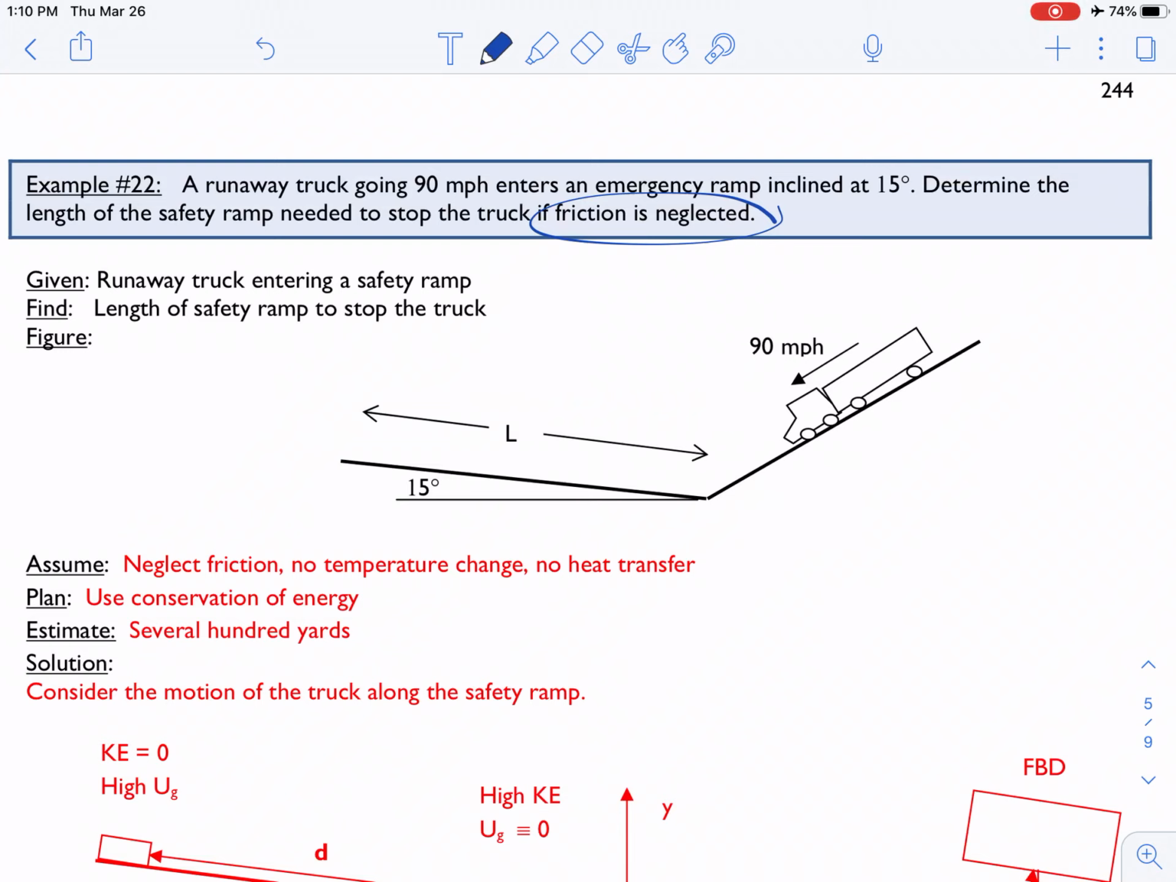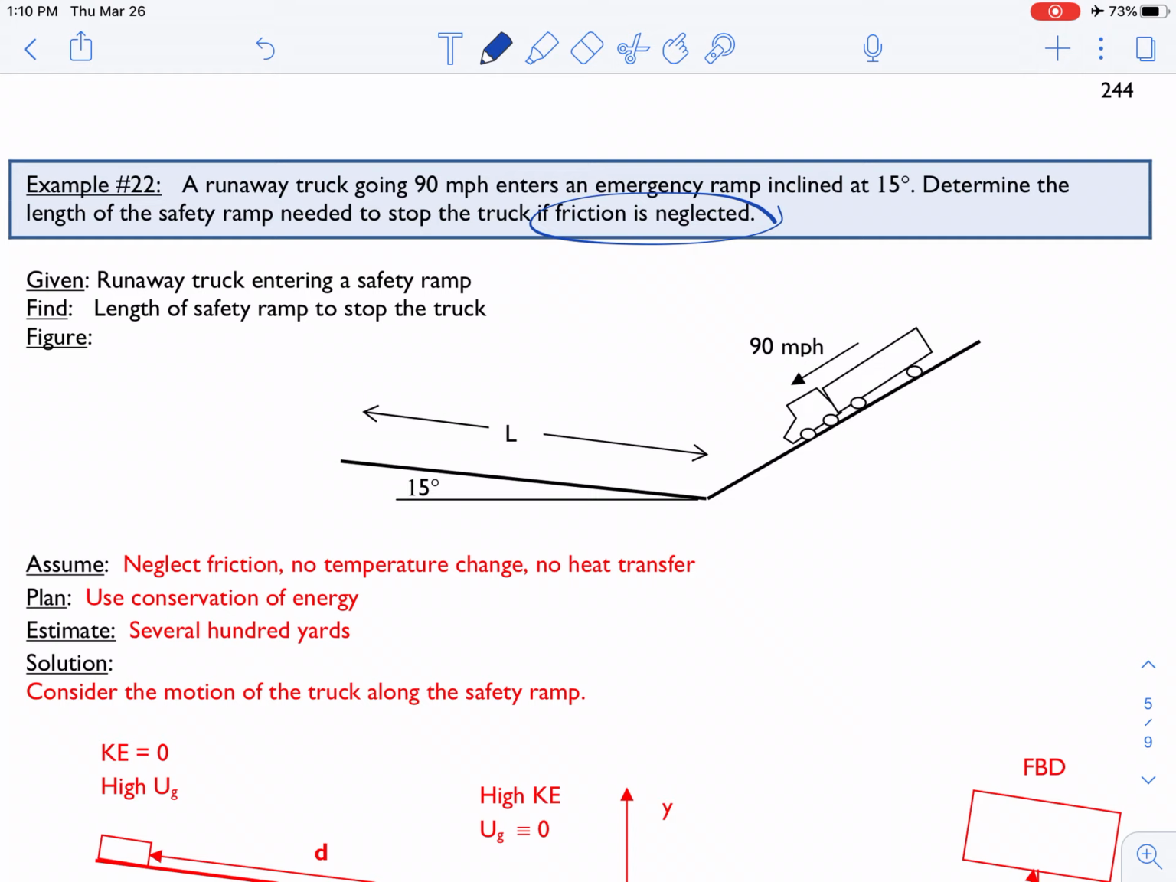Okay, next we are going to do an example. It's example number 22 on page 244. There's a runaway truck going 90 miles per hour, entering an emergency ramp, and the ramp is inclined at 15 degrees. We'll determine the length of safety ramp, L, shown on the figure, to stop the truck if friction is neglected. So given is a runaway truck entering a safety ramp, and the length L is being asked.